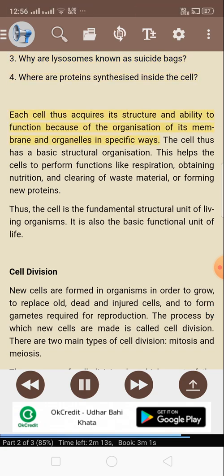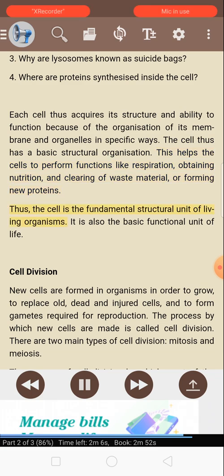Each cell thus acquires its structure and ability to function because of the organization of its membrane and organelles in specific ways. The cell thus has a basic structural organization. This helps the cells to perform functions like respiration, obtaining nutrition, clearing of waste material, or forming new proteins. Thus, the cell is the fundamental structural unit of living organisms. It is also the basic functional unit of life.